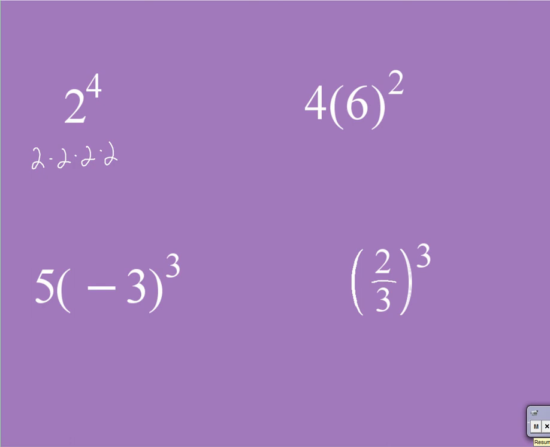Of course, 2 times 2 times 2 times 2 is not very hard. 16. What I'm really doing here is trying to see if I can catch you in common mistakes. What does to the power of 2 mean? Multiply by itself twice. So in this case, what is the number that I want to multiply by itself twice? 6, right? And the parentheses, I feel, communicate that clearly.